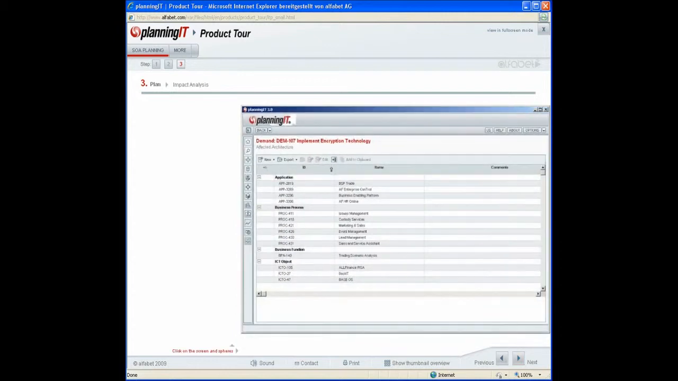Impact analysis. Demands for new services go through a rigorous demand-to-budget process with thorough examination of demands regarding impact to the existing and planned architecture, redundant demands, alignment with corporate, business, and IT goals and strategy.